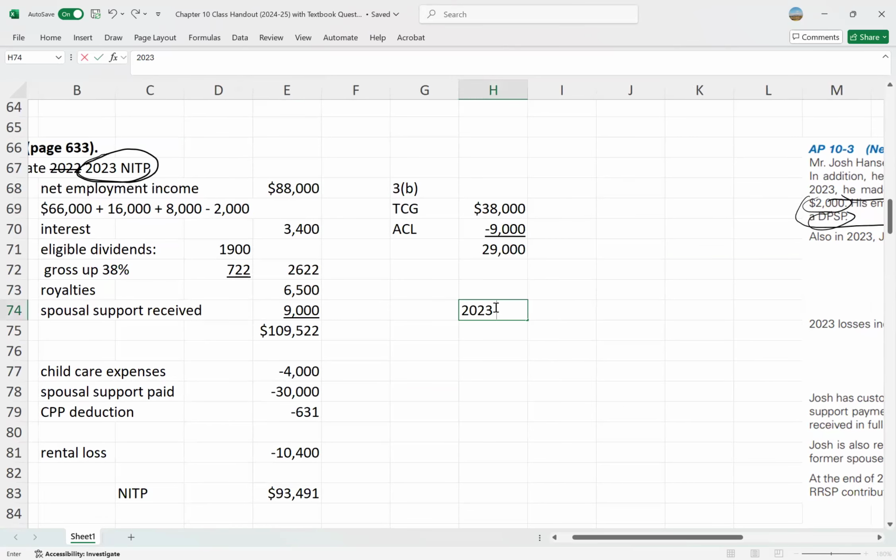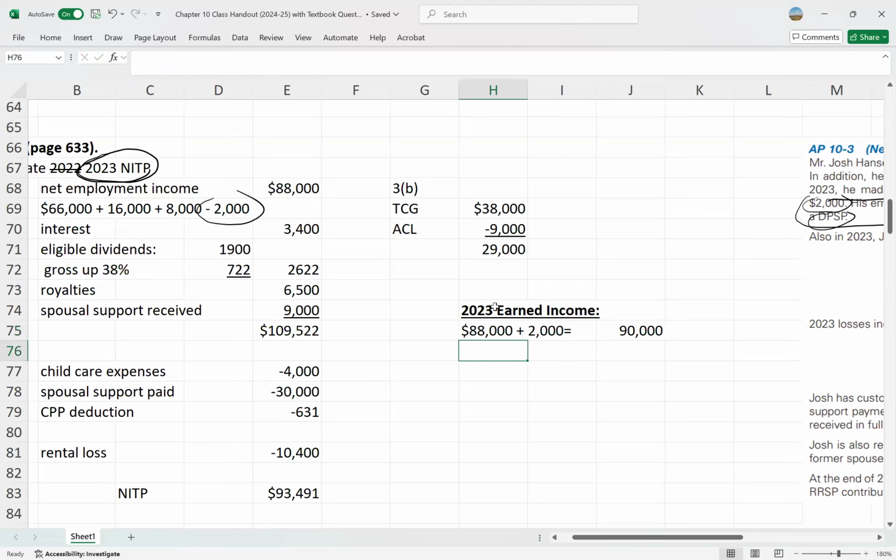So the 2023 earned income will be comprised of the following amounts. So it's going to be the employment income, the 88,000, but without deducting the 2,000 RPP. So we're going to add that back. So that's going to be 90,000.